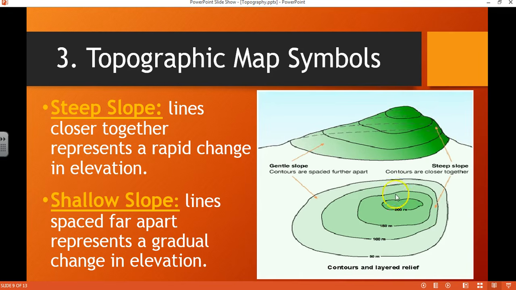So when you look at a topographic map, the farther spaced apart the contour lines are, the more gentle the slope, whereas the closer the contour lines are, the steeper the slope. So make sure you can look at a contour map or a topographic map and identify where the slope is steep and where the slope is more shallow or gentle, based on the spacing of the contour lines.